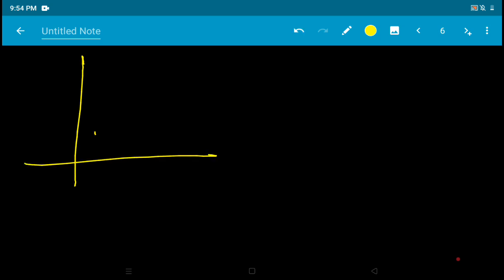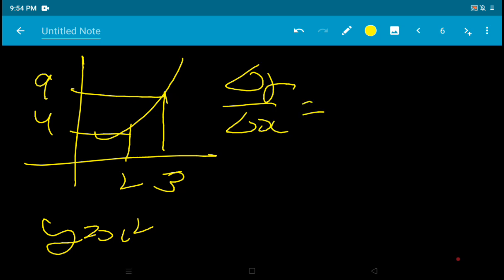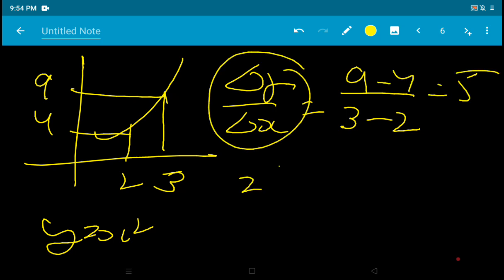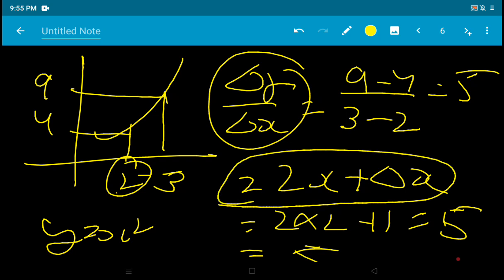This is y equal to x square. At 2 the value of x square is 4, at 3 the value is 9, and here I am taking delta x equal to 1. If delta x equal to 1, then I get 9 minus 4 over 3 minus 2, which is equal to 5. I can plug the values into 2x plus delta x. X is 2, so 2 into 2 plus 1 equals 5. A lot of information is lost here, but yes, this formula works correctly and gives me delta y by delta x.